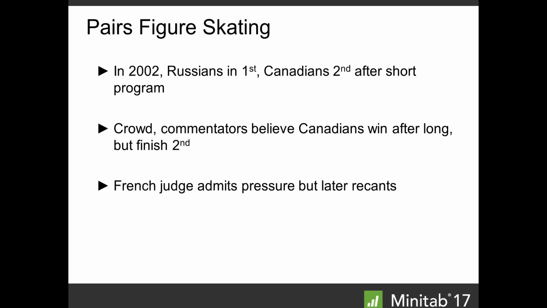So after this long program, the crowd goes crazy. They think the Canadians have clearly won this. The commentators all think they've won. There's not even debate about it. And you can find video clips online of when this happened. You can hear that they think the Canadians have clearly won this. But somehow the judges' scores come out, and the Canadians are in second place. They didn't win. They're still in second.